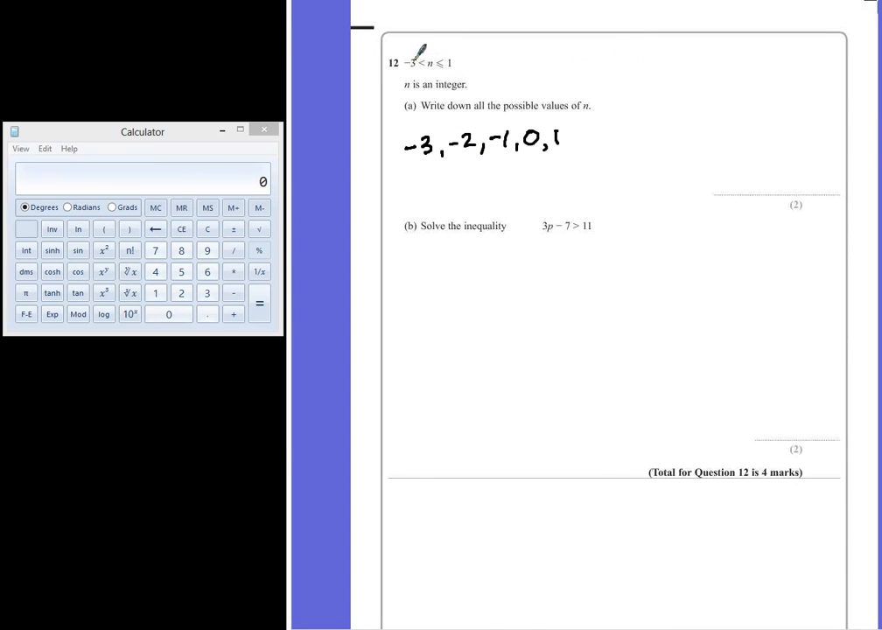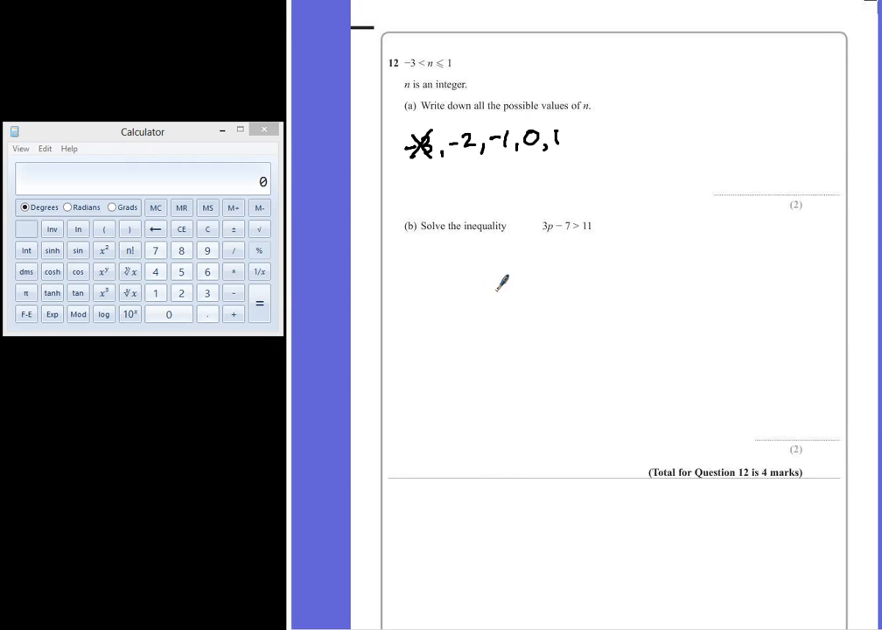But now we need to look carefully at what the symbols are. Now the second symbol says that n can be equal to 1. So 1 is okay, it's an acceptable value. However, the first symbol says that negative 3 is less than n. So n cannot be equal to negative 3, so we don't include it. The only possible values are negative 2, negative 1, 0, and 1.